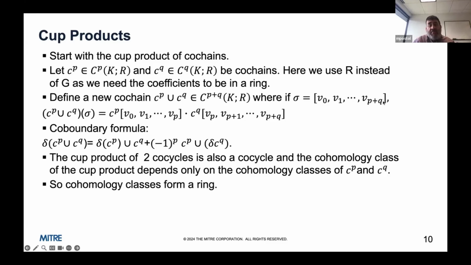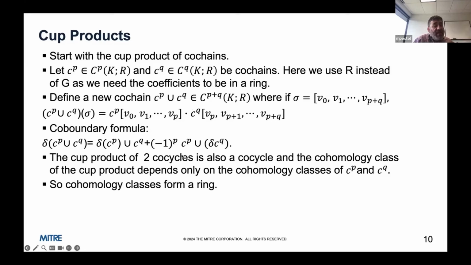But if we've got a P plus Q simplex, what we'll do is take the first P plus 1 points, and we know that CP is a cochain, so it can act on P dimensions, so it knows where to take that. You take from VP up to VP plus Q, apply CQ to it, that knows what to do, and then you just multiply it because their images are inside of a ring.